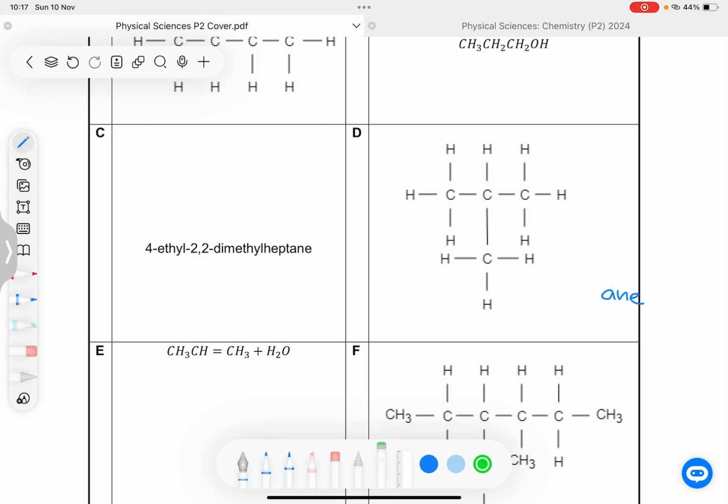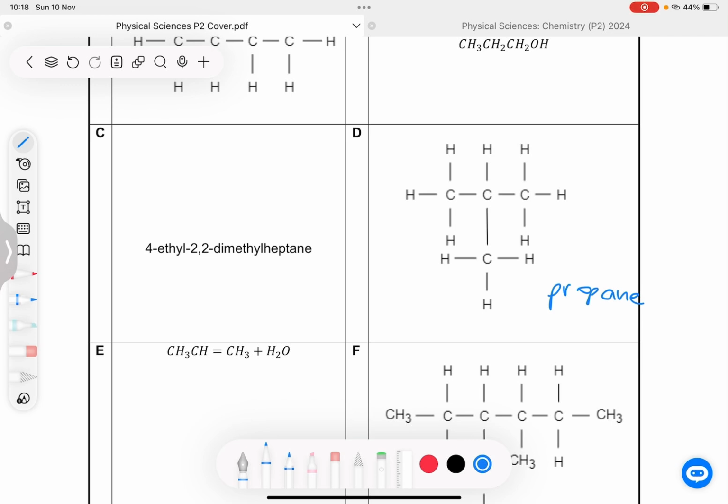I'll then say my longest chain. In fact, before numbering, my longest chain here has 3 carbons, right? And they're all single bonds. It means now my base name will build up to be a propane, because prop again means 3, right?